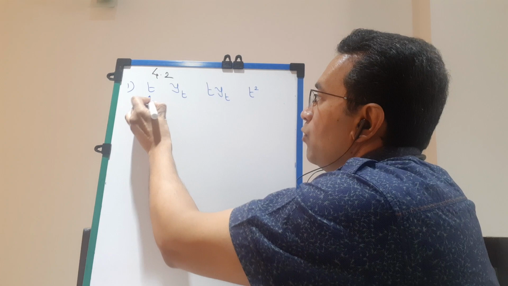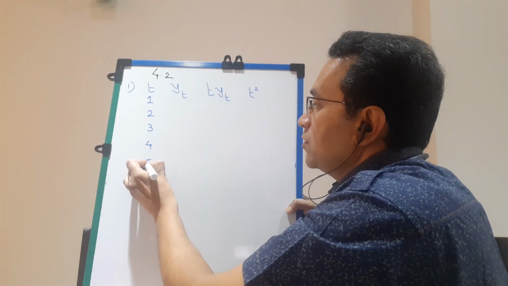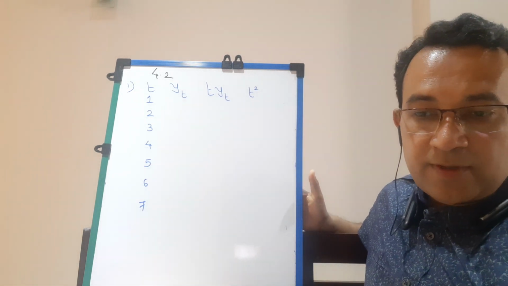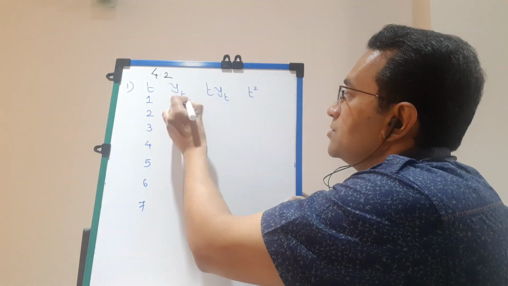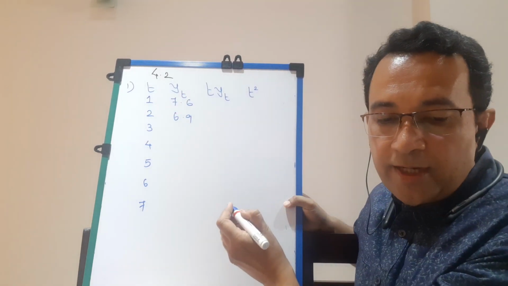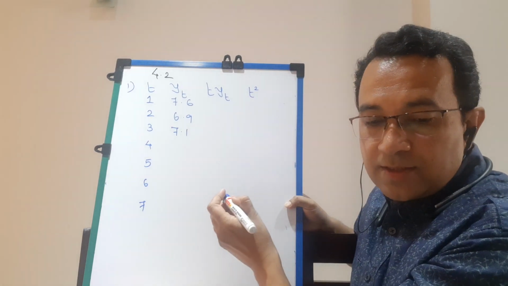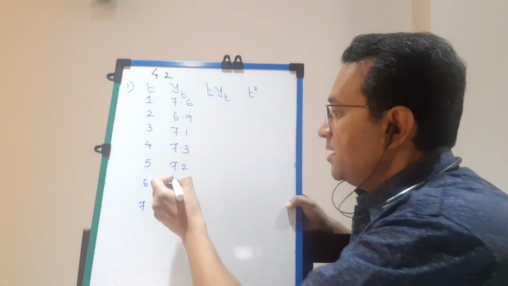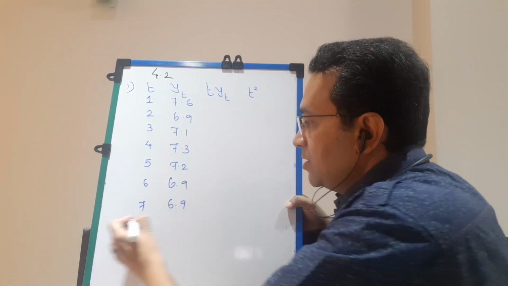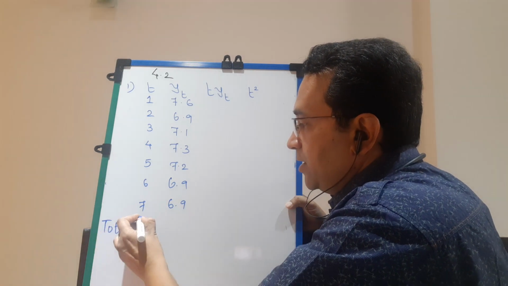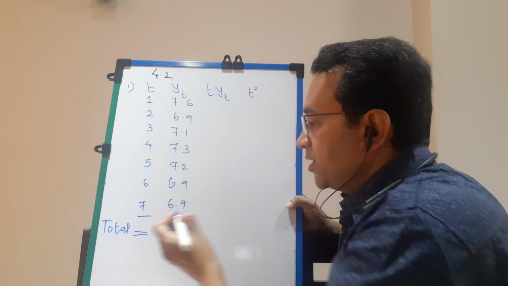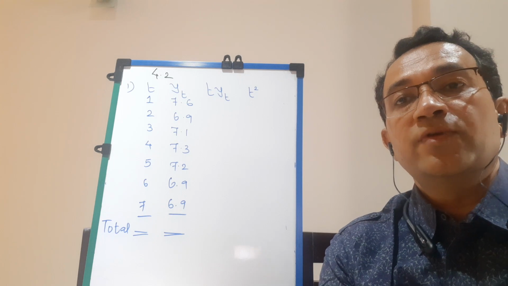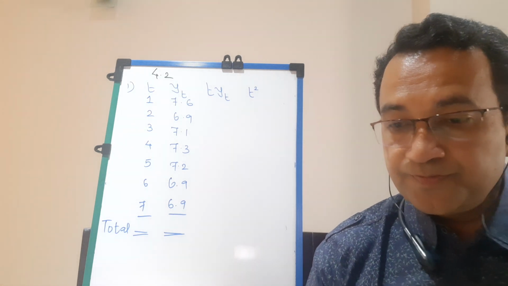Values of t are 1, 2, 3, 4, 5, 6, 7. Corresponding values of y are 7.6, 6.9, 7.1, 7.3, 7.2, 6.9 and 6.9. Here students, we are generally writing totals. All of you know, in regression also we followed the same pattern.